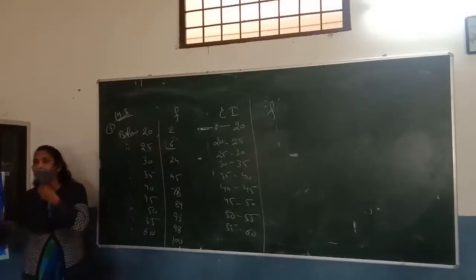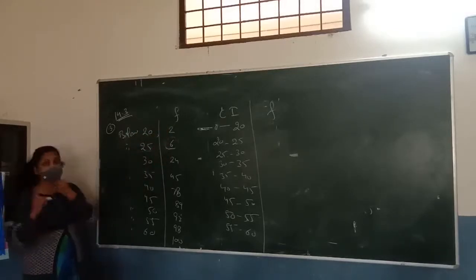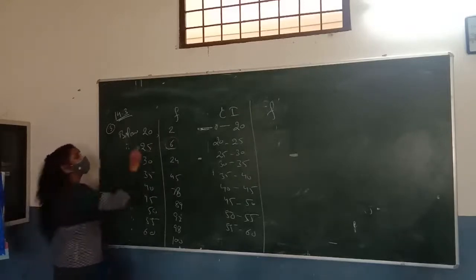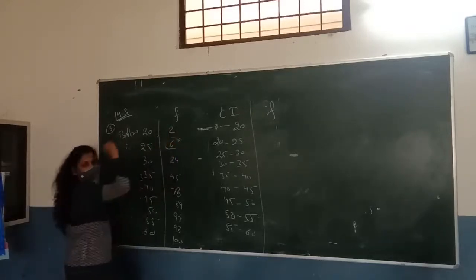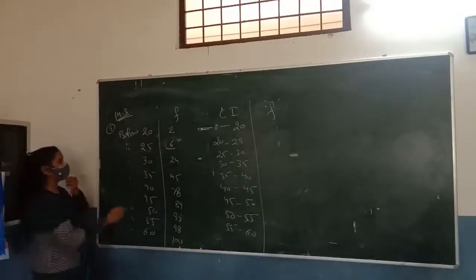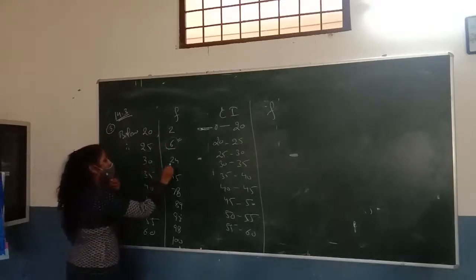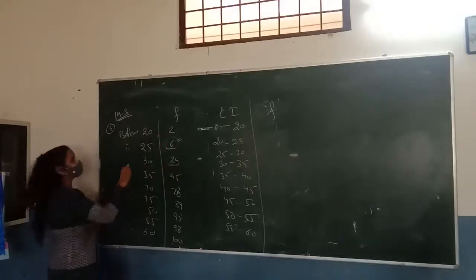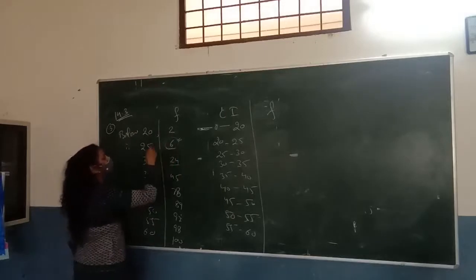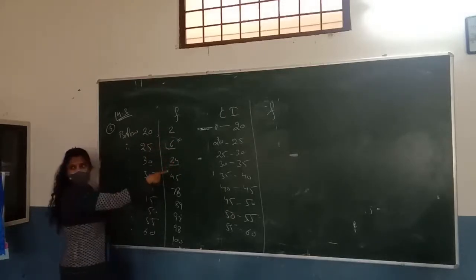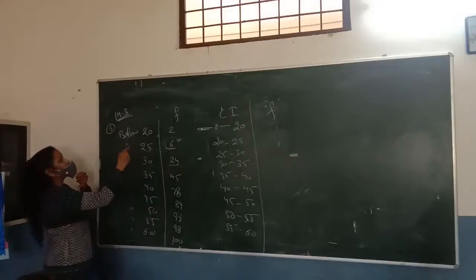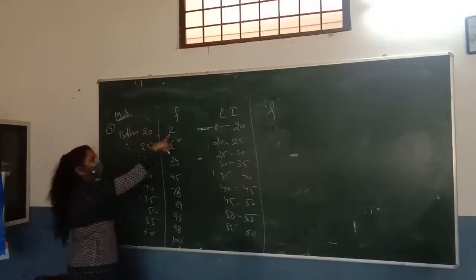If you are saying below 20 there are 2 and below 25 there are 6, it means in these 6 numbers, these 2 are included. Similarly, if you say below 30 there are 24 numbers, it means the numbers below 25 are also included in this number. So if we want to find how many numbers there are between 0 and 20, it will be 2.